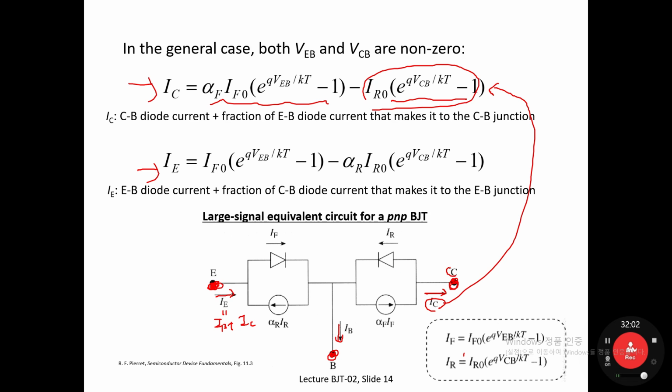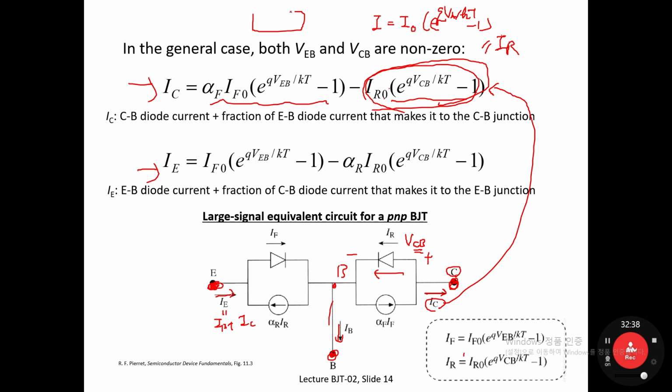That means collector to base biasing, so the voltage difference between collector and base is used, and it determines how much current flows from collector to base in this direction. This is quite similar to the general diode equation, I equals I naught times exponential QVA over KT minus 1. VA indicates the voltage difference between the P side and N side, and the current flows from P to N.